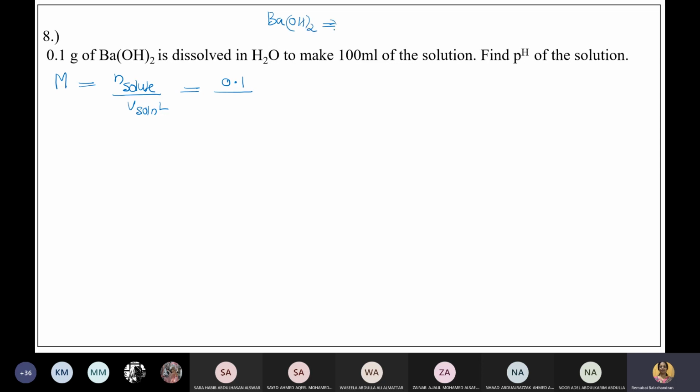Ba atomic mass is approximately 137.3. Then oxygen is 16 into 2, 32, plus 2 is 34. So the answer will be 171.3. Then the volume: 100 ml means 0.1 liter. Did you understand what I did? n solute is mass over molar mass.